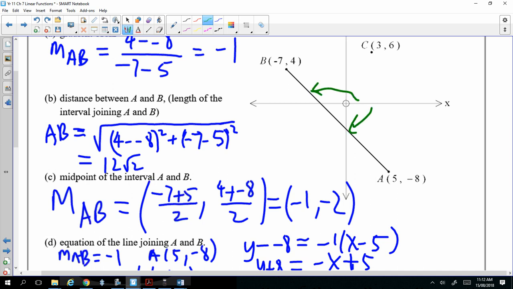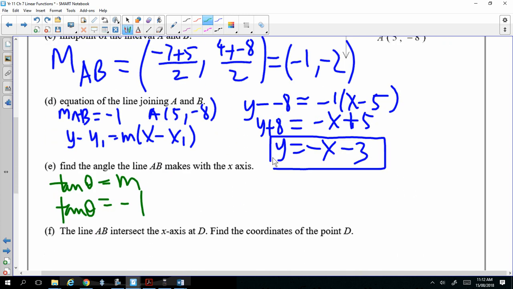How do I solve this? Remember, tan is negative in the second quadrant. How do you find the second quadrant angle? 180 minus the related angle. When you do tan inverse of 1, that's 45 degrees, so the angle is 135. Okay?